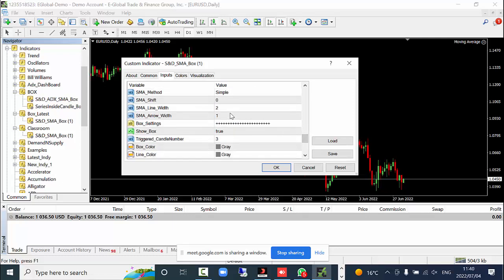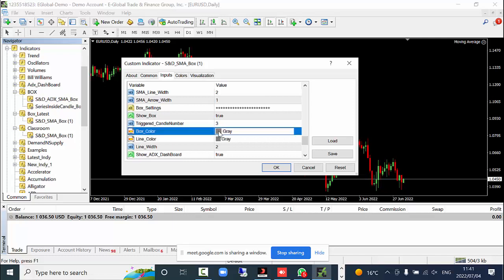So, the width of the line should be 2. You can change it if you like, to whatever you want. Show box. Yes, I want the box to be showing. Trigger candle numbers, I want it to be 3. And color box, it depends. You can change the color box to whatever you want, but I'm going to change mine to maybe something white because of my black background.